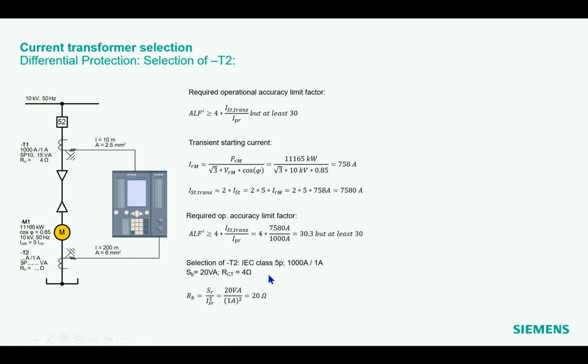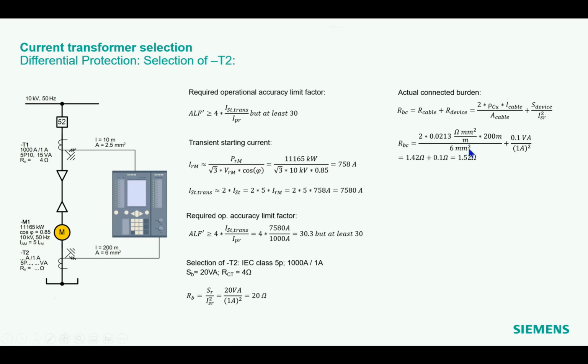Good. The burden is equivalent to 20 ohm, because it's a 1 amp current transformer. Now let's calculate the connected burden, the actual connected burden. It's again the same formula all the time, so we have just to throw in all the values here, and then we get as a result 1.5 ohm.